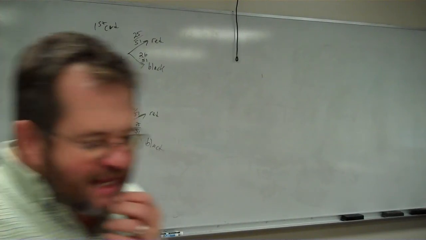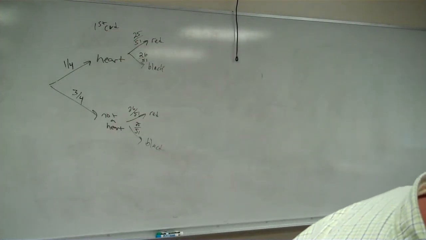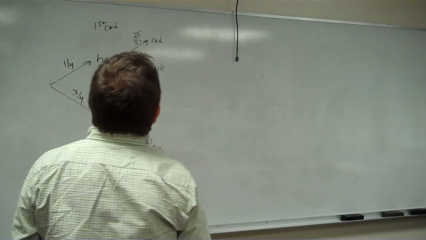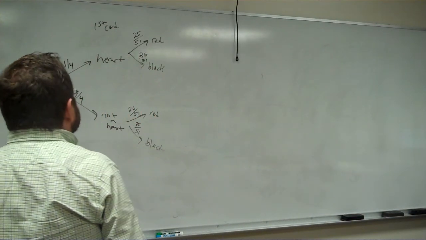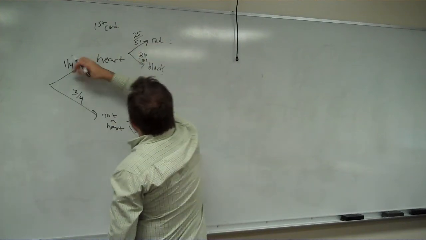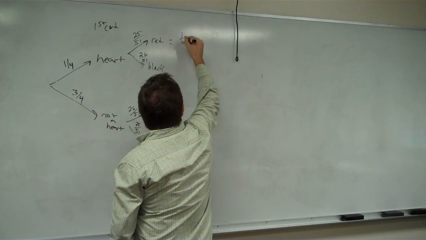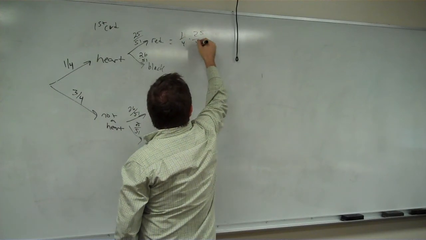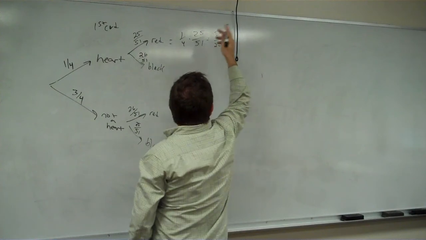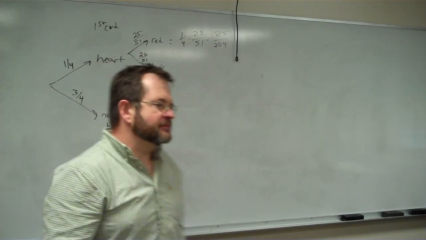Now the question is asking, what is the probability that the first card is a heart and the second card is red? Well, then we're going to go through and multiply down this path. So it's 1/4 times 25 over 51, which is 25 over 204, which I don't think simplifies.